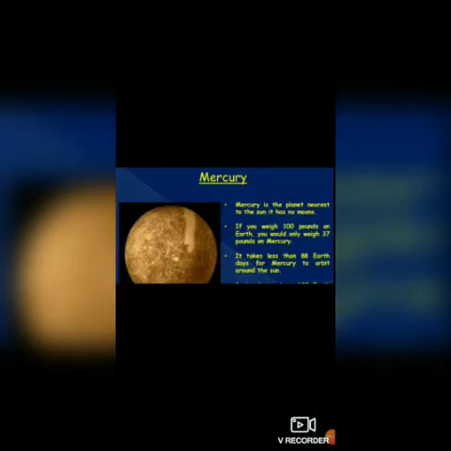Let us know about Mercury. Mercury is the planet nearest to the sun. It has no moons. And if you weigh 100 pounds on Earth, you would only weigh 37 pounds on Mercury. It takes less than 88 Earth days for Mercury to orbit around the sun.